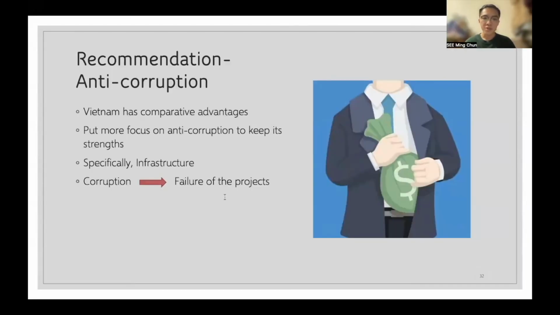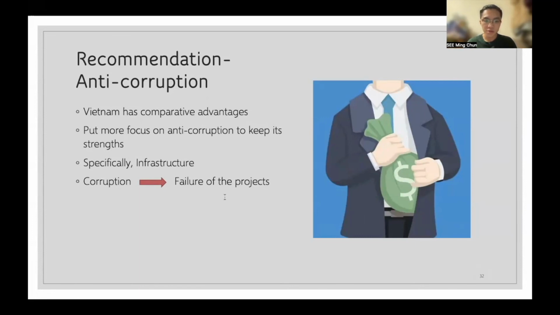Another recommendation is anti-corruption. Favored by the international trend of industrial relocation, Vietnam may be the next real factory due to its strengths and opportunities. However, the government should put a lot of focus on anti-corruption in order to keep its strengths.